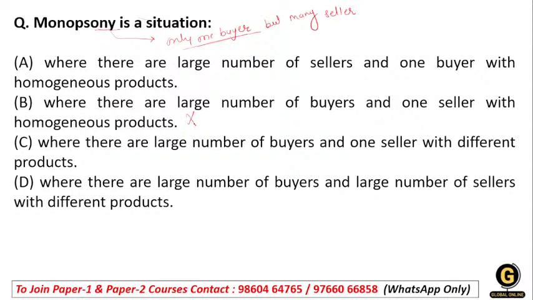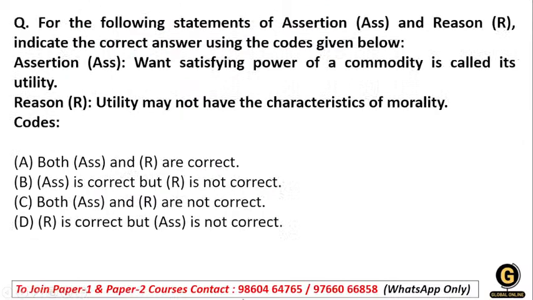No, this is wrong, because there is no large number of buyers, only one buyer. Where there are a large number of buyers? No, this is also wrong. Again, this is wrong. So this is true: a large number of sellers but only one buyer with a homogeneous product. So A will be the right answer.